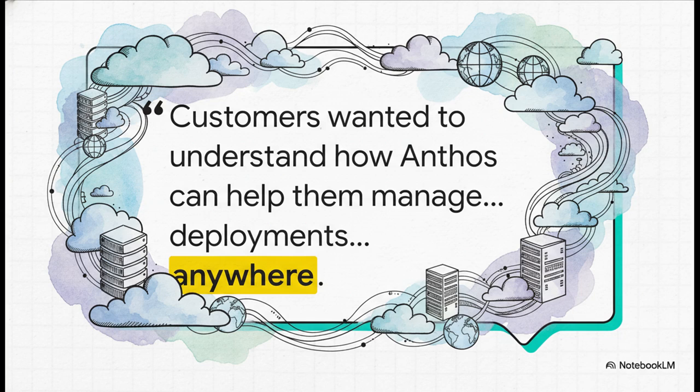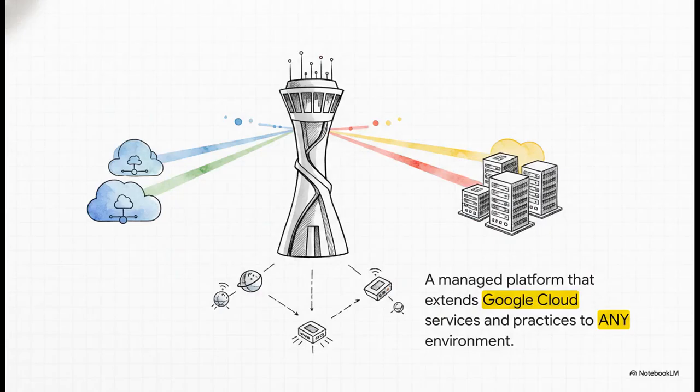It's great stuff. And this quote from the book's preface just hits the nail on the head. Anthos wasn't some academic project. It was built to solve this exact real-world problem that customers were having. How do I manage my stuff anywhere? So to put it as simply as possible, think of Anthos as the universal remote for your apps. It's the control tower. It takes all the powerful, battle-tested services and know-how from Google's own cloud and extends it outwards, letting you manage applications no matter where on Earth they live.